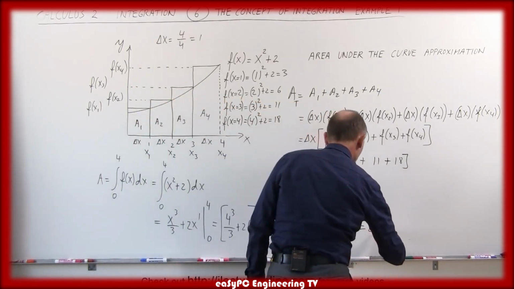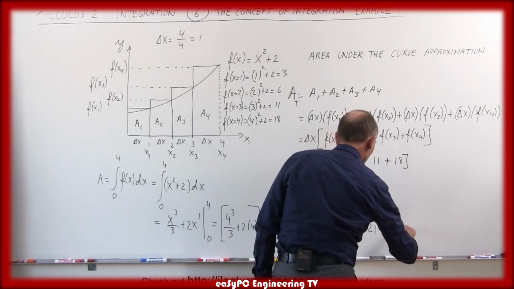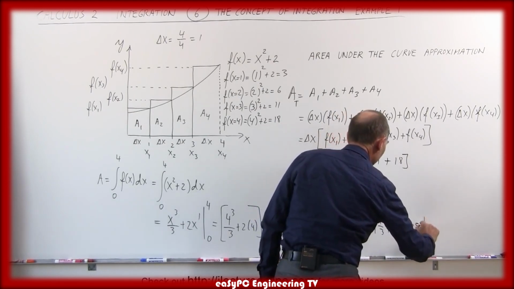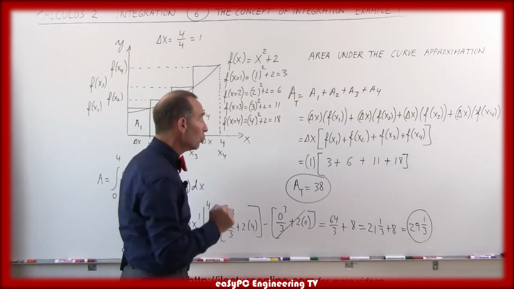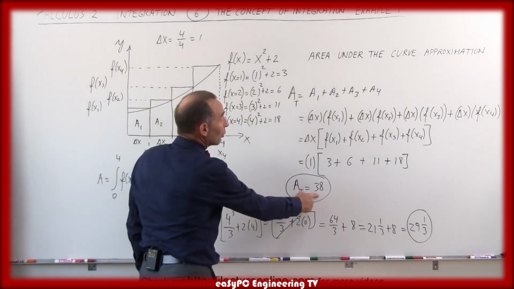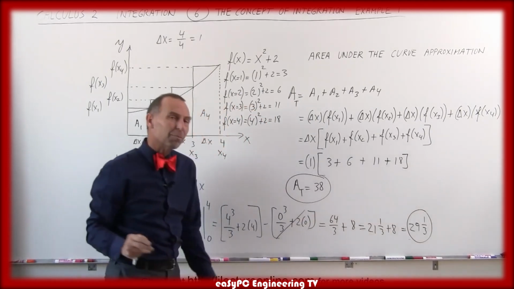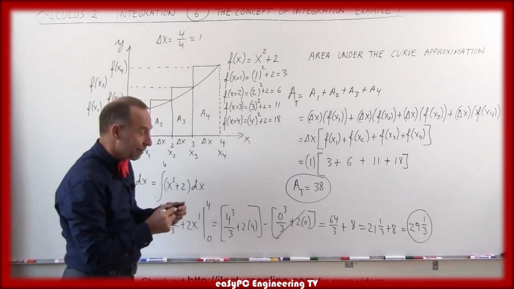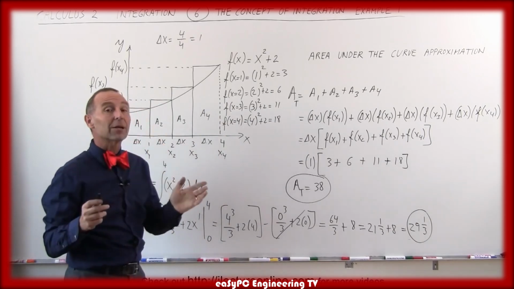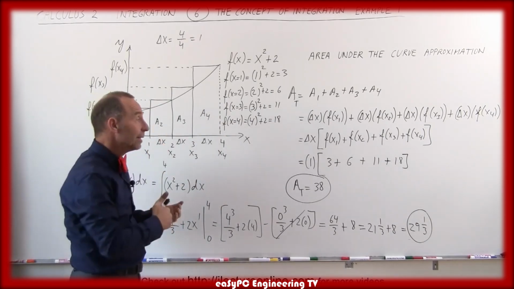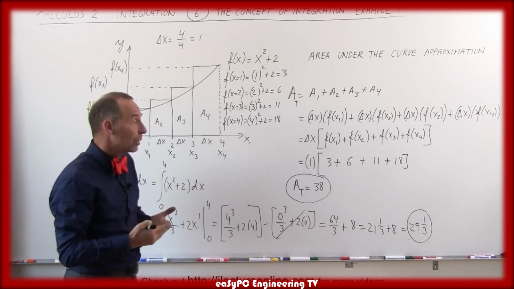That's 21 1/3 plus 8, which is equal to 29 1/3. That is the actual area you need to curve using integration. Notice the approximated area, 38, isn't that far off, but probably a little bit further than most people would like. In the next video, we actually have a better method to find an approximated value. Again, these techniques are very helpful to understand what integrals are.